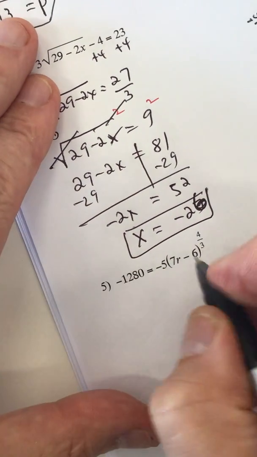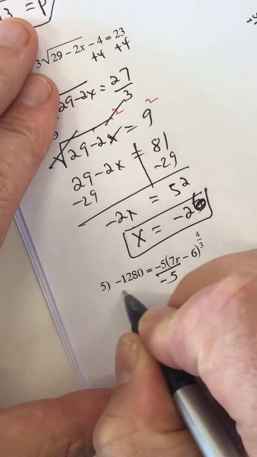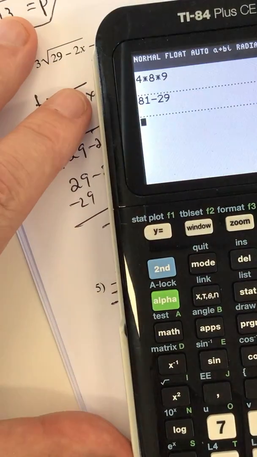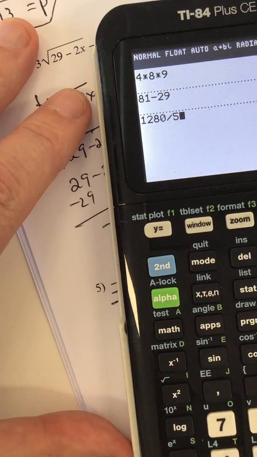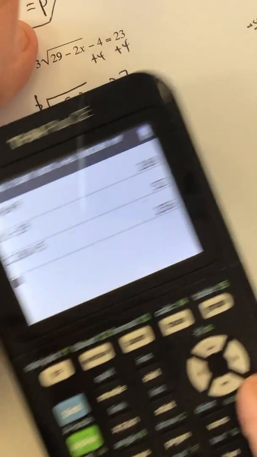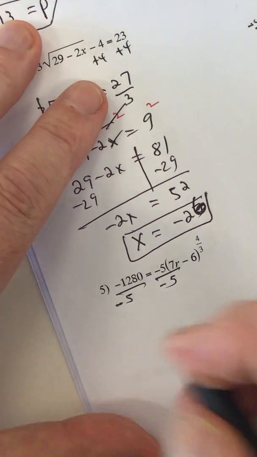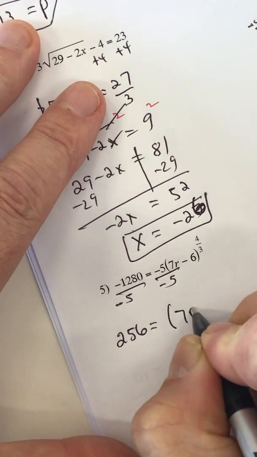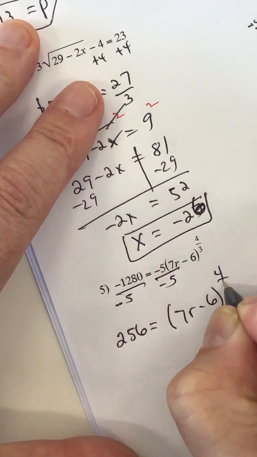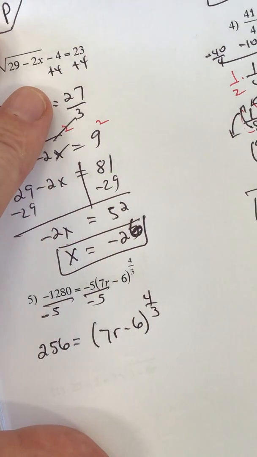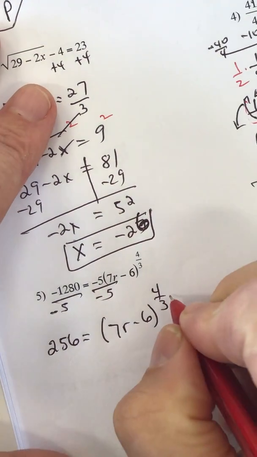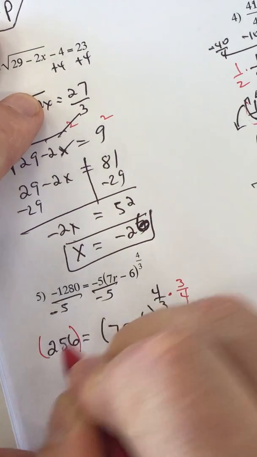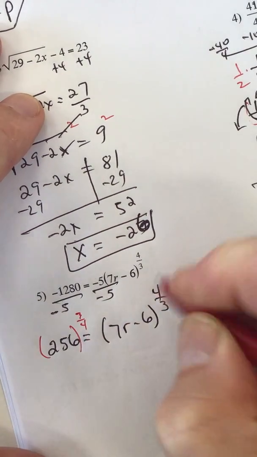Before we get to this 4/3, we've got to get rid of the -5. So I'm going to divide both sides by -5. 1280 divided by negative 5 is a negative, and a negative is going to make it positive 256. I want this 4/3 to become a 1, so I'm going to multiply it by the power 3/4. That means I've got to take this side times the power 3/4.